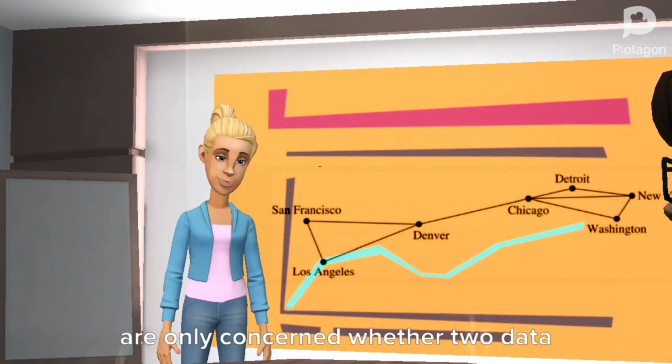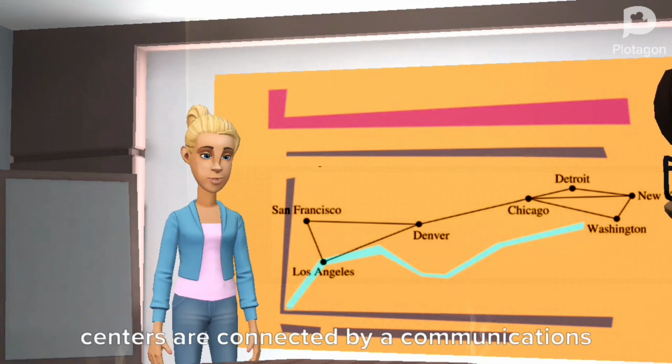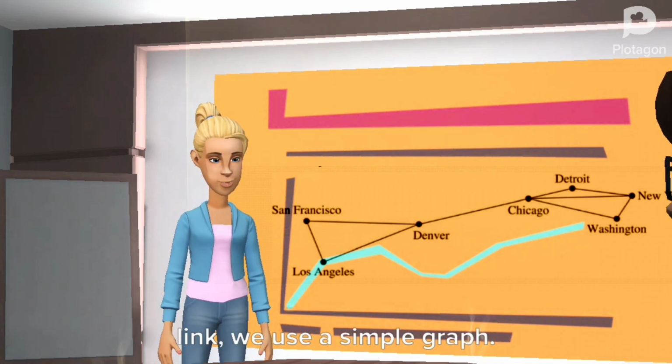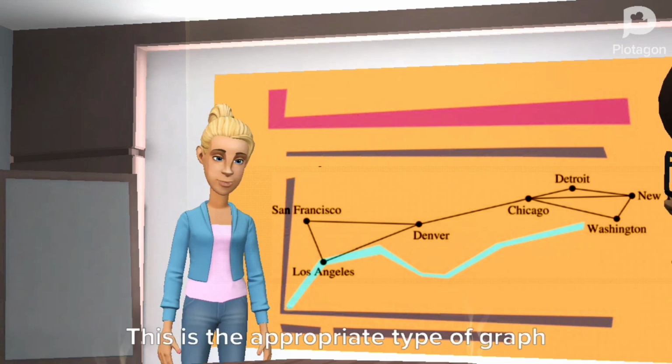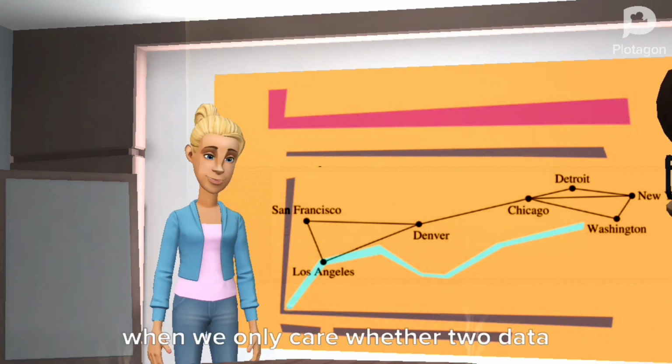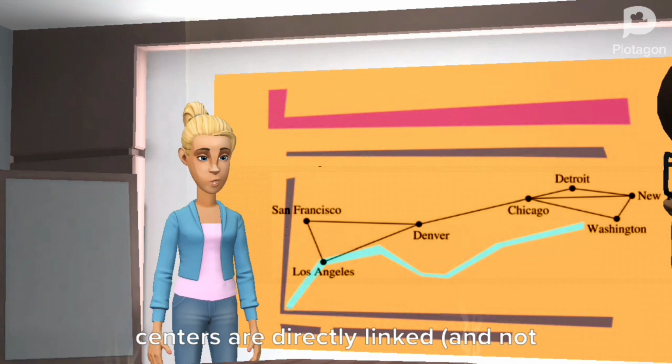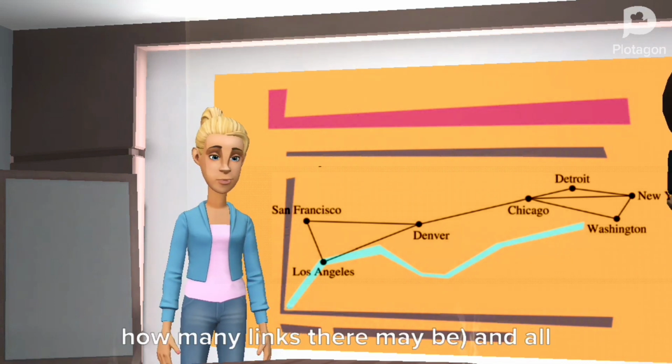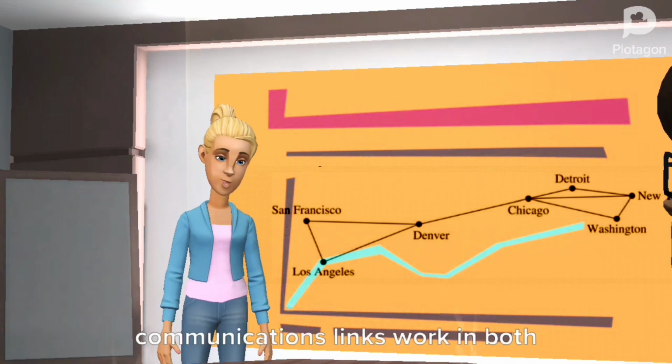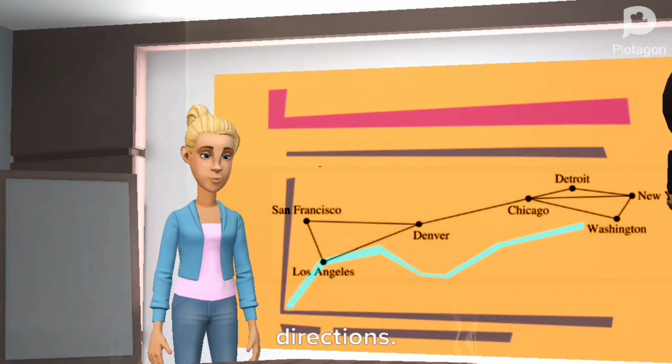To model a computer network where we are only concerned whether two data centers are connected by a communications link, we use a simple graph. This is the appropriate type of graph when we only care whether two data centers are directly linked and not how many links there may be, and all communications links work in both directions.